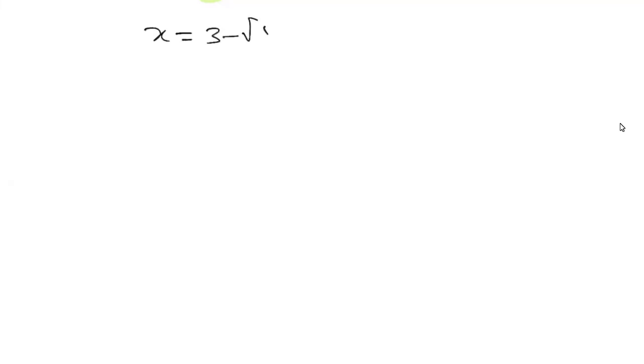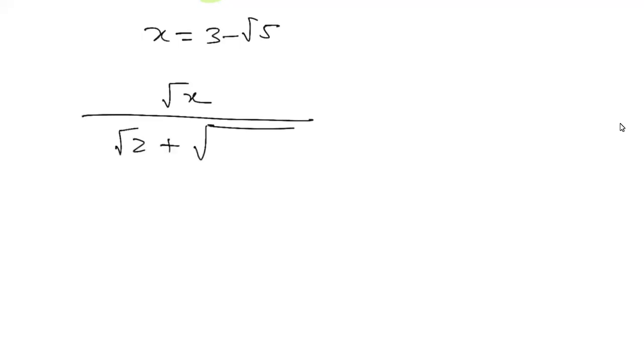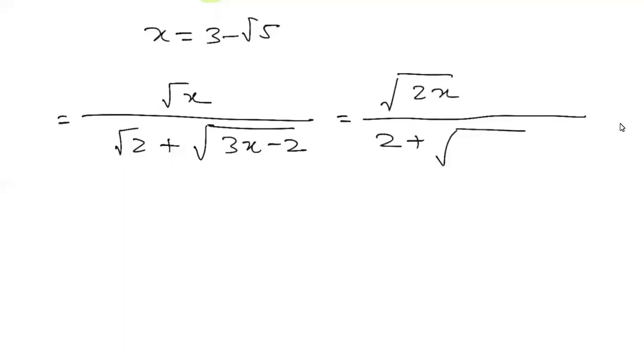X is equal to 3 minus root 5. Find the value of root x upon root 2 root of 3x minus 2. Multiplying with root 2 in the numerator and denominator, I am getting under root of 2x upon 2 plus under root of 6x minus 4.